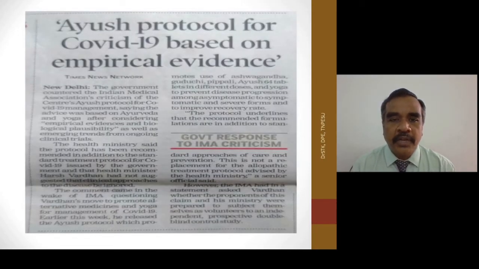The Ayush protocol for COVID-19 is proved now to be based on empirical evidence. Initially, it was in controversy and conflict, but the research says that it is based on empirical evidence. It is based on observation and experiments. So the Ayush protocol is safe for COVID-19 treatment.